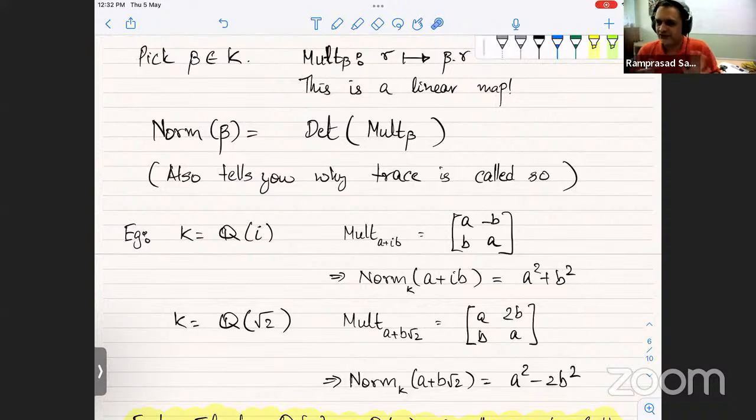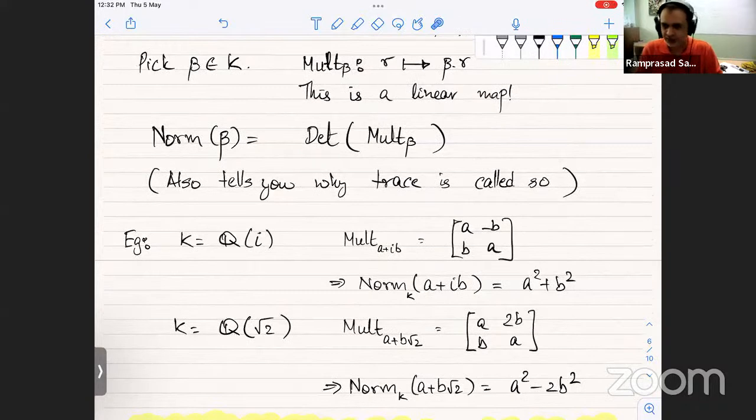Okay, so hopefully you at least now know what a norm is. And because it's the determinant, notice that norm is naturally multiplicative. Because multiplying by beta followed by multiplying by gamma is the same thing as multiplying by beta gamma, and the determinants will nicely multiply together and so on.